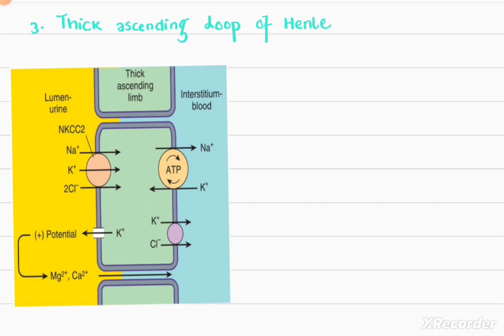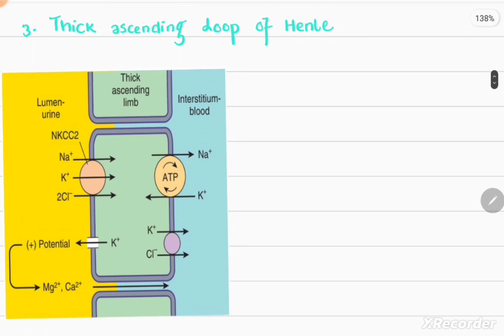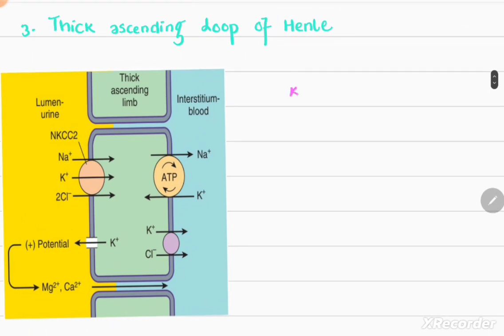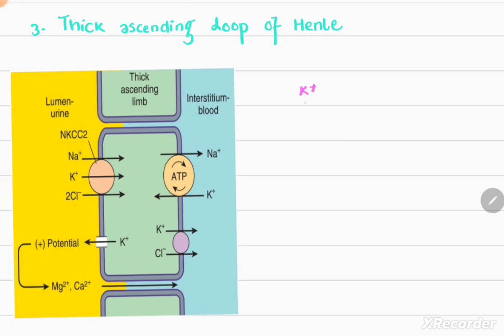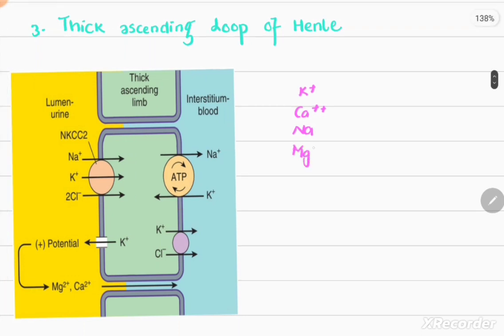So in the thick ascending loop of Henle, we have reabsorption of many ions. It includes the reabsorption of potassium, calcium, sodium, magnesium, and chloride. All these ions are reabsorbed in the thick ascending loop of Henle, and the drugs that act on the thick ascending loop of Henle are very important drugs.